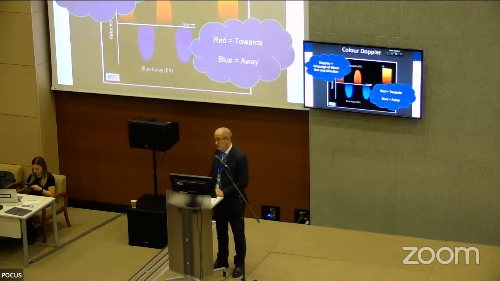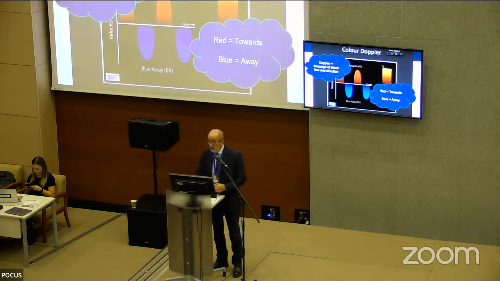So color gives you the direction of the blood flow, but also the velocity. And for the velocity, you can look to the scale that is displayed on the right. So what is this number, 73?